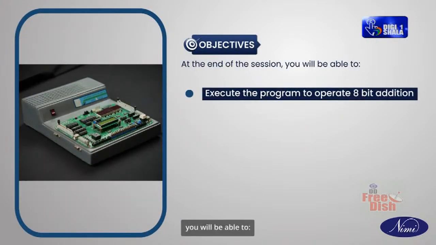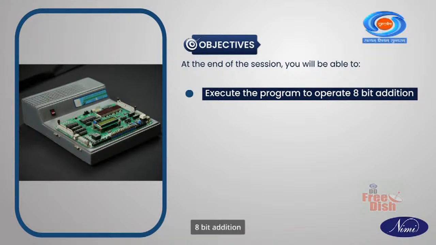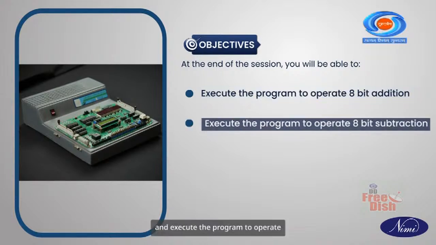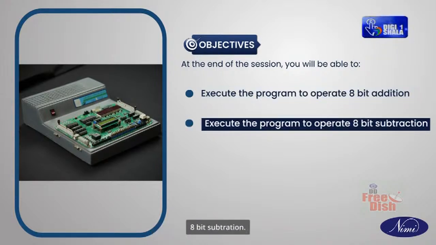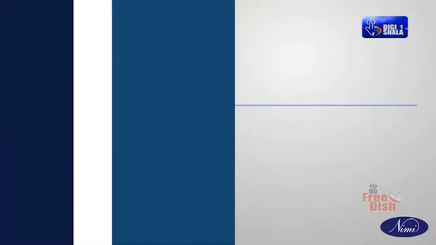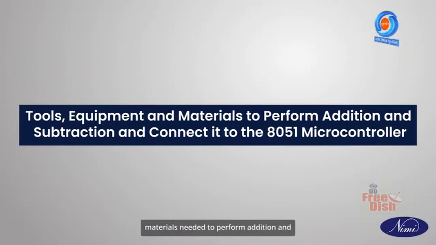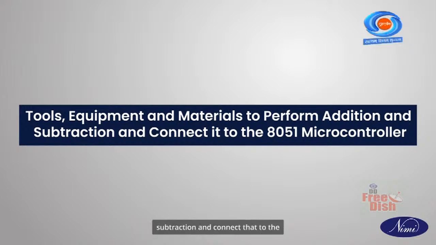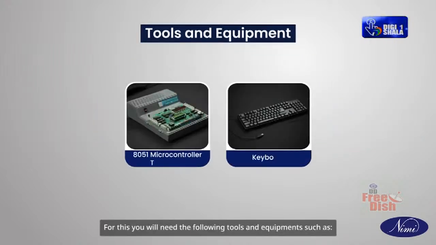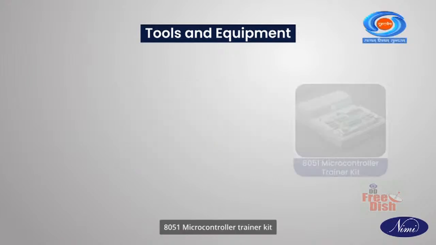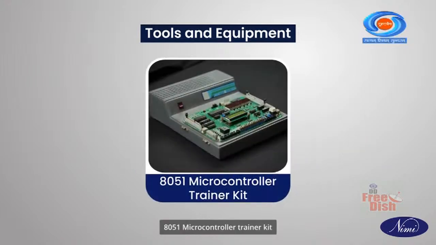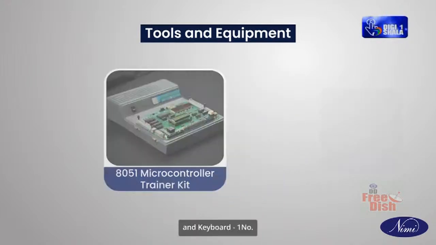Objectives. At the end of the session, you will be able to execute the program to operate 8-bit addition and execute the program to operate 8-bit subtraction. Now let's look at the tools, equipment and materials needed to perform addition and subtraction and connect it to the 8051 microcontroller. For this, you will need the following tools and equipment: an 8051 microcontroller trainer kit with instructional manual and a keyboard, 1 number.